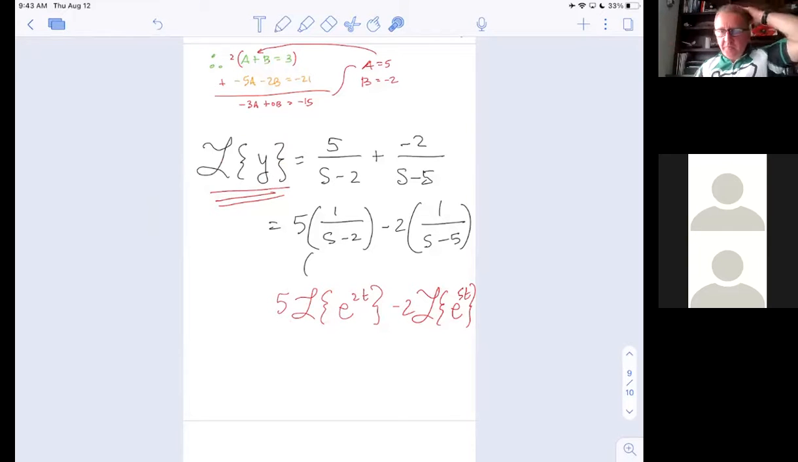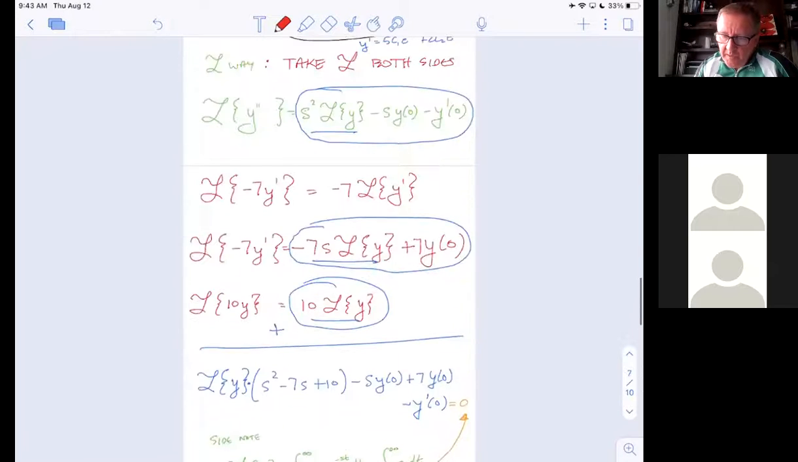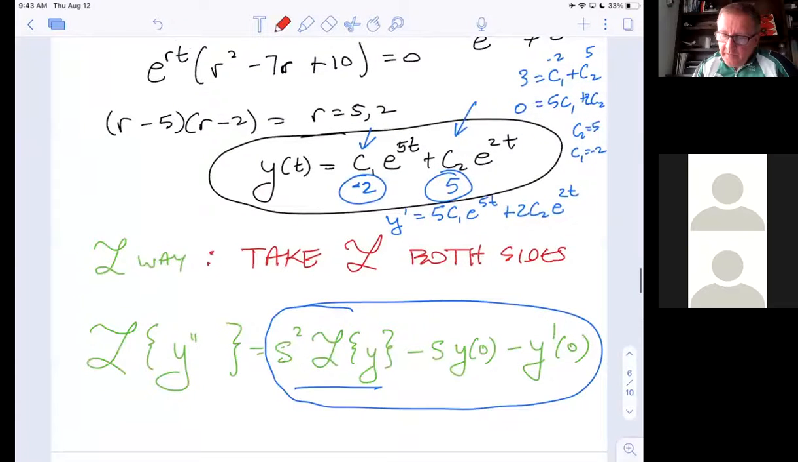Like, can I do the opposite? To start this process, I took the Laplace transform of both sides. And so now couldn't I take the inverse Laplace transform of both sides? So I get my y back on the left side, and I get 5e to the 2t for that one, and I get minus 2e to the 5t for this one. Isn't that what we got by guessing up here?